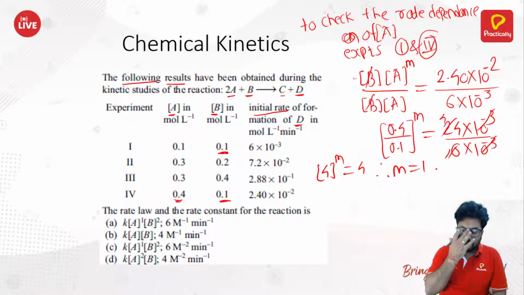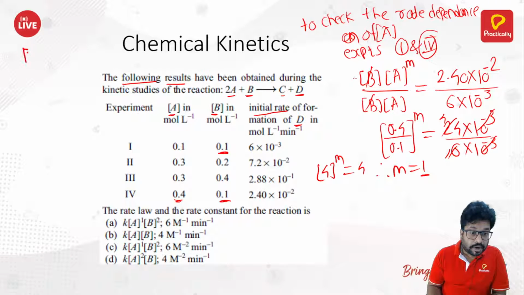Exponent, 4 raised to m is equal to 4, so the value of the exponent has to be 1. So as far as this reaction is concerned, with respect to A, it's first order. That is how you calculated it for A. Now for B.